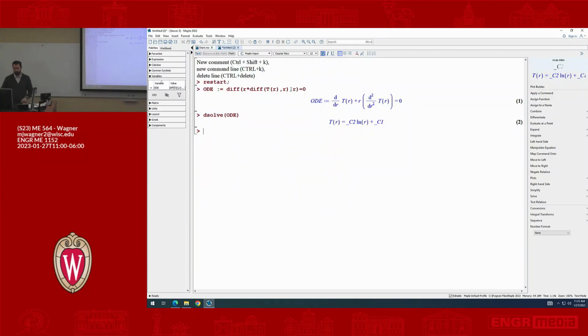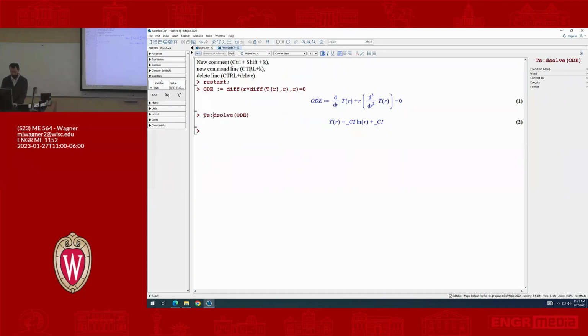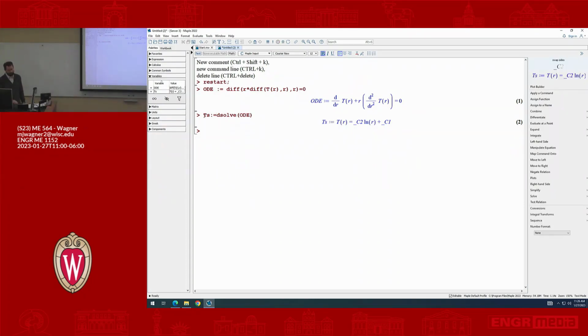So we have our general temperature solution. Again, I want to name this something. So let's call this, what do I call it here? TS. All right, so my temperature solution, TS, is going to be dsolve ODE. So okay, now it's named that.